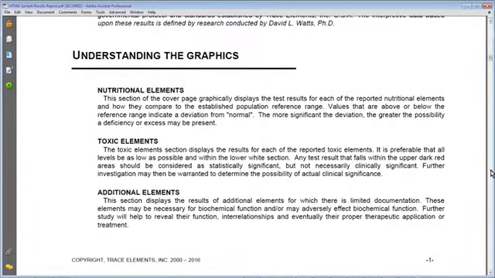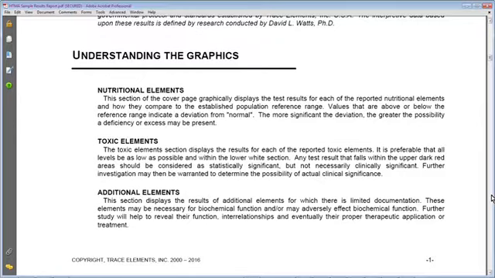Toxic elements. The toxic elements section displays the results for each of the reported toxic elements. It is preferable that all levels be as low as possible and within the lower white section. Any test result that falls within the upper dark red areas should be considered as statistically significant, but not necessarily clinically significant. Further investigation may then be warranted to determine the possibility of actual clinical significance.